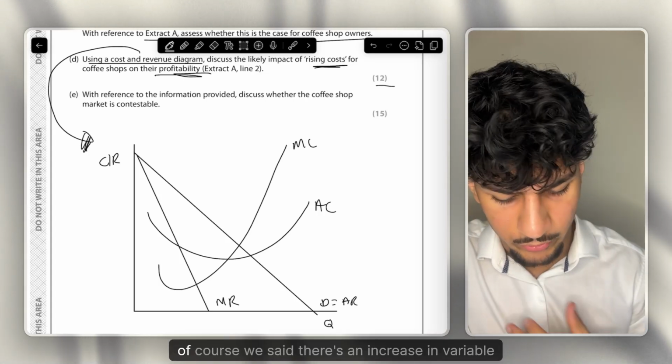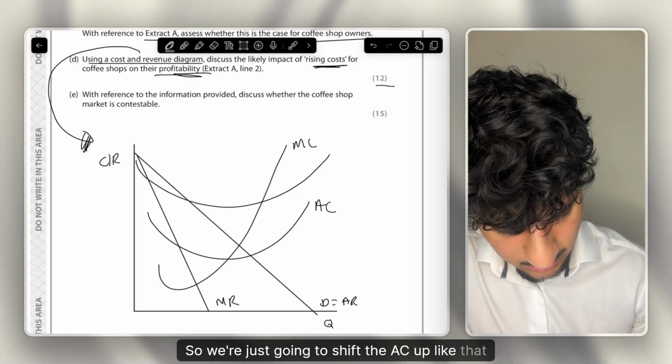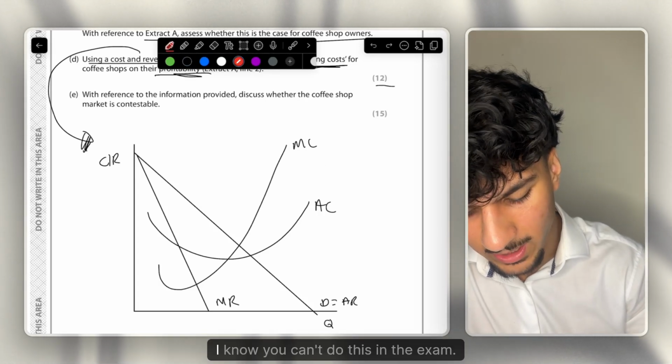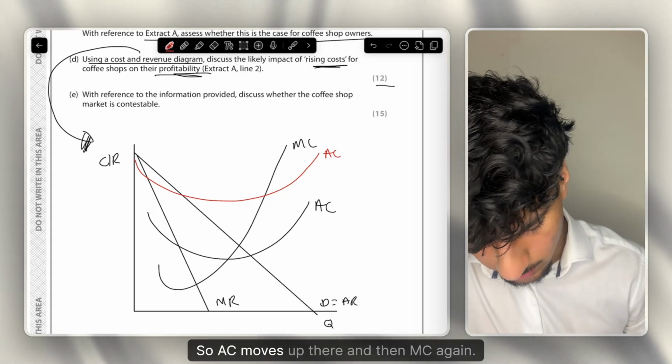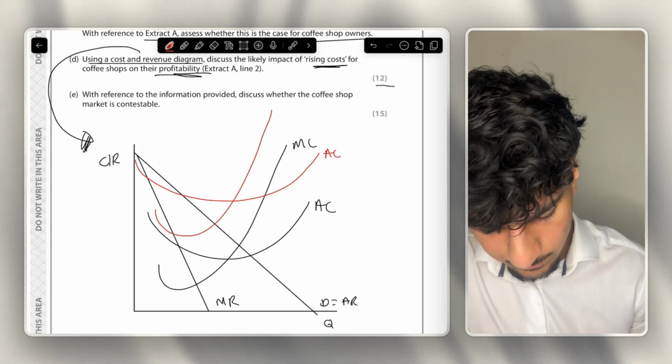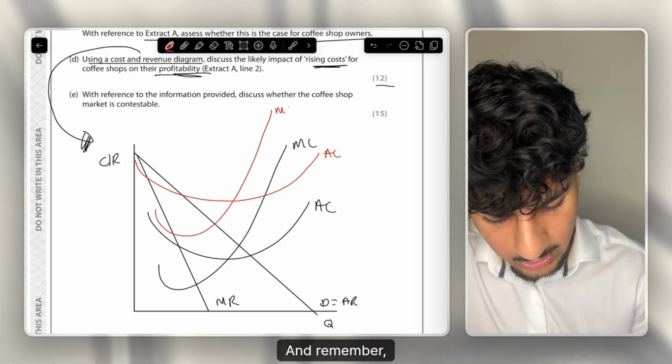So now, of course, we said there's an increase in variable costs, so we're just going to shift the AC up like that. For the sake of the video, I know you can't do this in the exam, I'm going to use red just to make it a bit clearer. So AC moves up there, and then MC, again, what is the rule with MC? MC has to intersect AC at its lowest point, and remember, you do need to follow that.